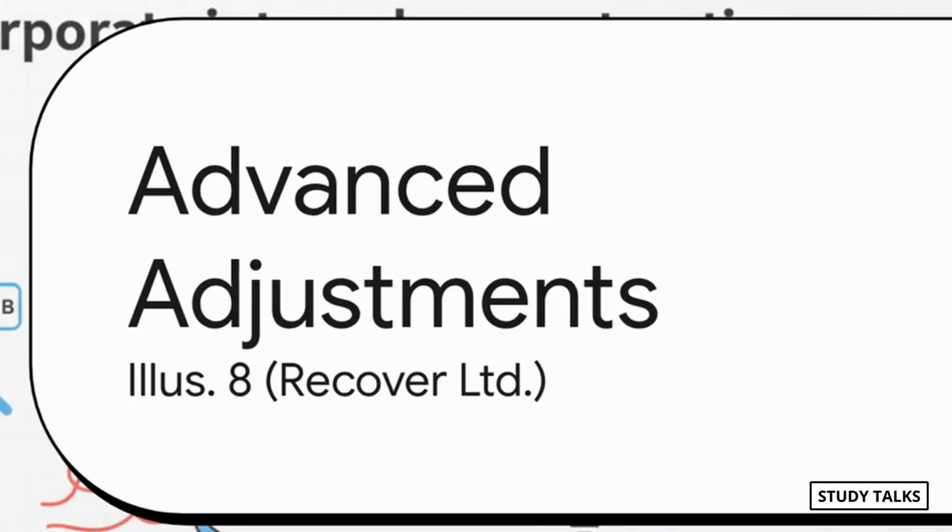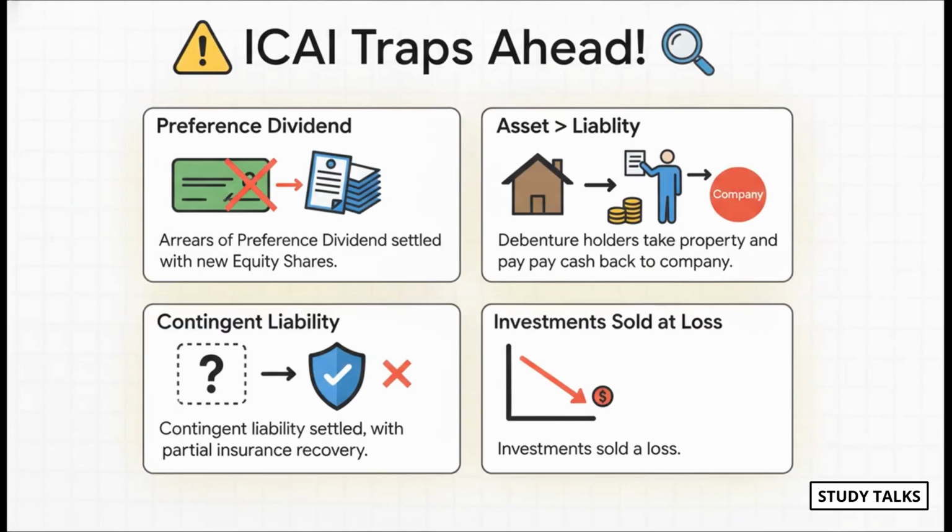All right, you ready? It is time for the boss level, Section 4, Advanced Exam Adjustments. Here we're going to look at illustration 8, Recover Limited. And this problem combines multiple complex adjustments, which is exactly what you can expect in a full 16-mark question in your exam. This problem is just loaded with ICAI's favorite curveballs. We've got unrecorded liabilities like preference dividend arrears being settled. We've got complex asset swaps where cash actually comes back into the company. And yes, we've got that contingent liability adjustment we talked about right at the start. Nailing these details is what will make your answer stand out.